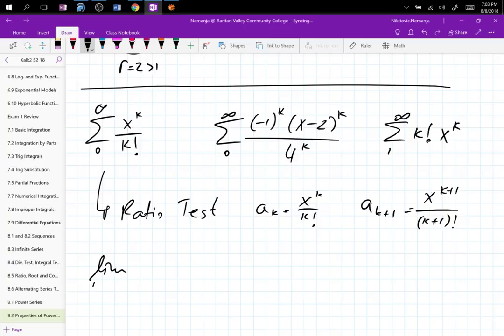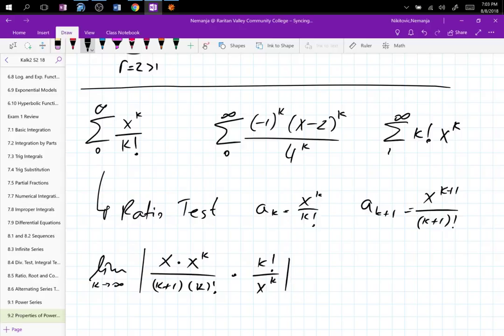Ratio test is limit as k goes to infinity. Then I have the a_(k+1). We peel off 1 x, so we have x to the k. We peel off k plus 1. We did this yesterday. And we have now our k factorial times k factorial over x to the k. These guys now cancel. And we got ourselves, now, don't forget the absolute values. It's very important, right?